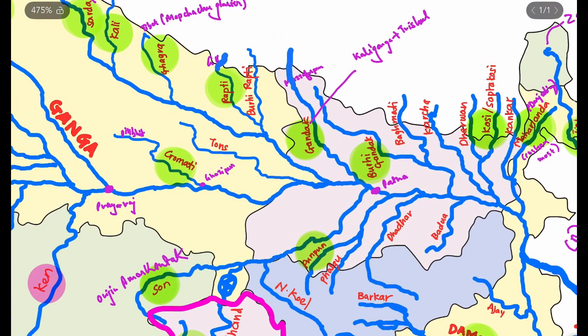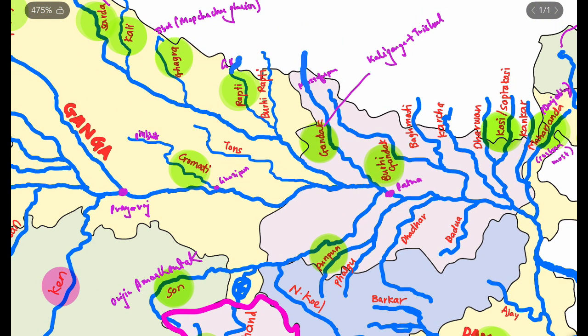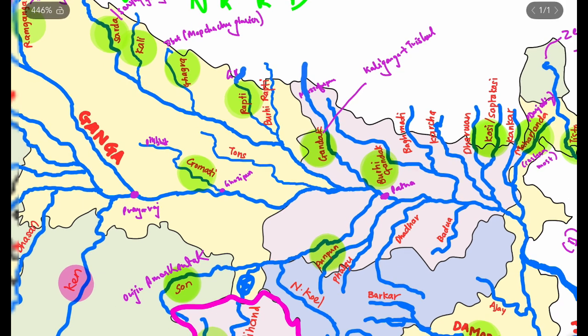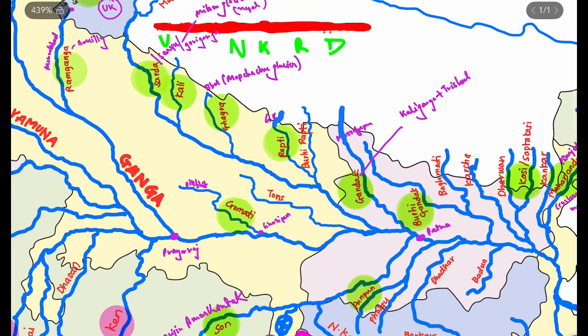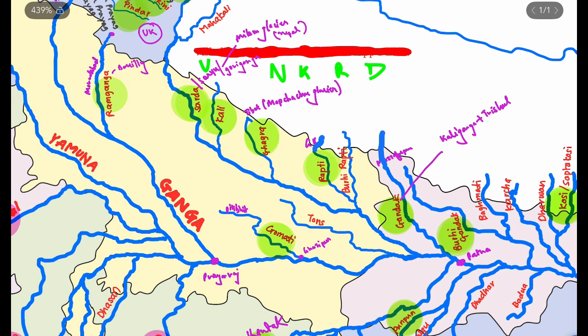Okay, so these are basically left bank tributaries of Ganga River. Okay, we are done with Ganga rivers. These small rivers are not mostly asked, but you should know the basic tributaries. So if somebody asks you what are the left bank tributaries of Ganga, you know it now.